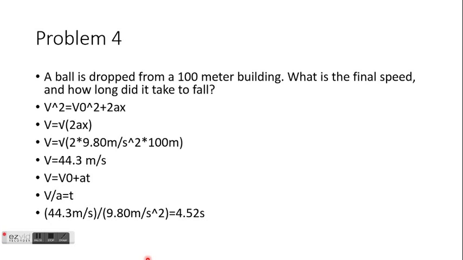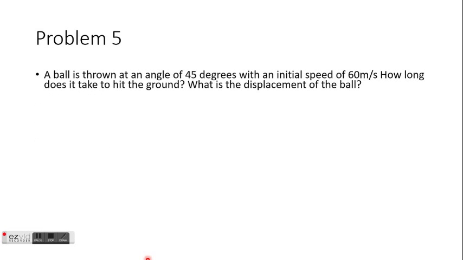A ball is thrown at an angle of 45 degrees with an initial speed of 60 meters per second. How long does it take to hit the ground, and what is the displacement of the ball? So this is our first two-dimensional problem that we're working on. This and the previous problem are the most common type of kinematics problem. They're the ones you're going to see the most. You should get used to solving them. You'll even see them later on with balls launched off tables by springs and stuff. So you're going to need to know how to solve them.